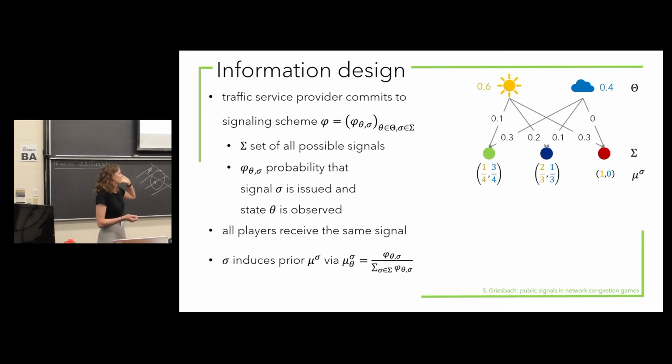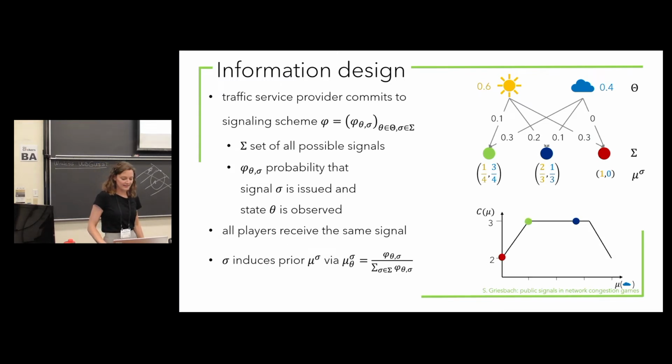And we can do this, of course, for all 3 different signals. And then in this cost function graph that we already saw in the beginning, we can now see, okay, if we have a green light, then in equilibrium we will have a cost of 3, and so on. Okay, so this is one example of a signaling scheme.